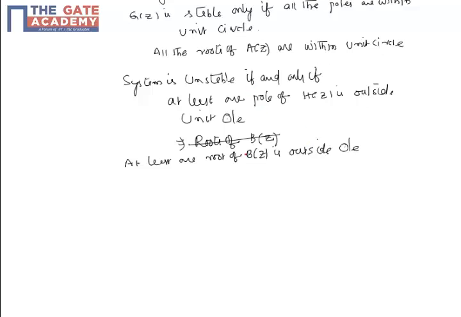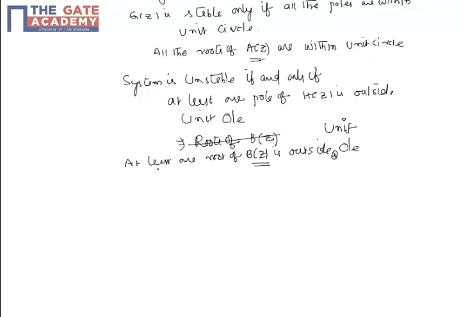is unstable. So at least one root of B of z is outside the unit circle. But here all the roots of A of z are within the unit circle.